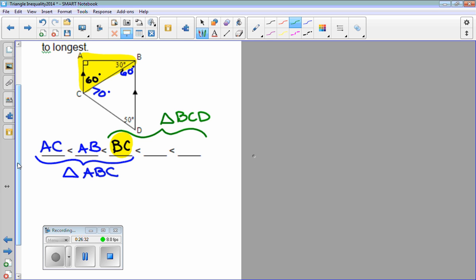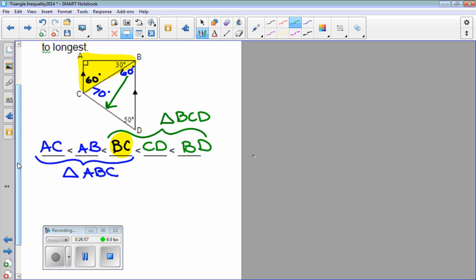So what's the next smallest side? Well, the next smallest angle is 60, so across from it would be CD. And then the largest is going to be across from the 70, which would be BD. Okay? How do you feel?